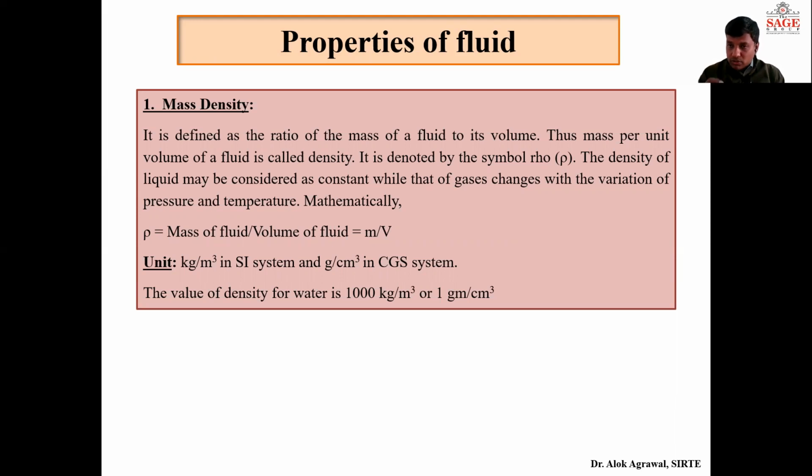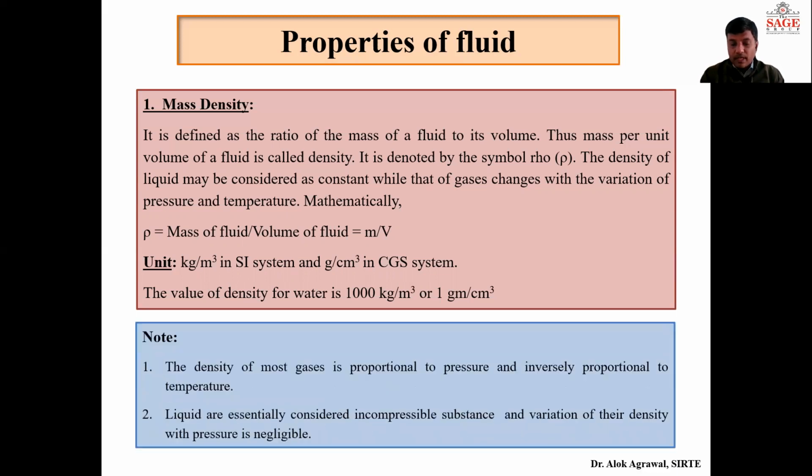Throughout this course we will take water as our reference fluid. So we should know the density of water, and you all already know the density of water. That density of water is 1000 when we talk in SI system, and it is 1 when we are dealing in CGS system, that is 1000 kg per meter cube and 1 gram per centimeter cube.